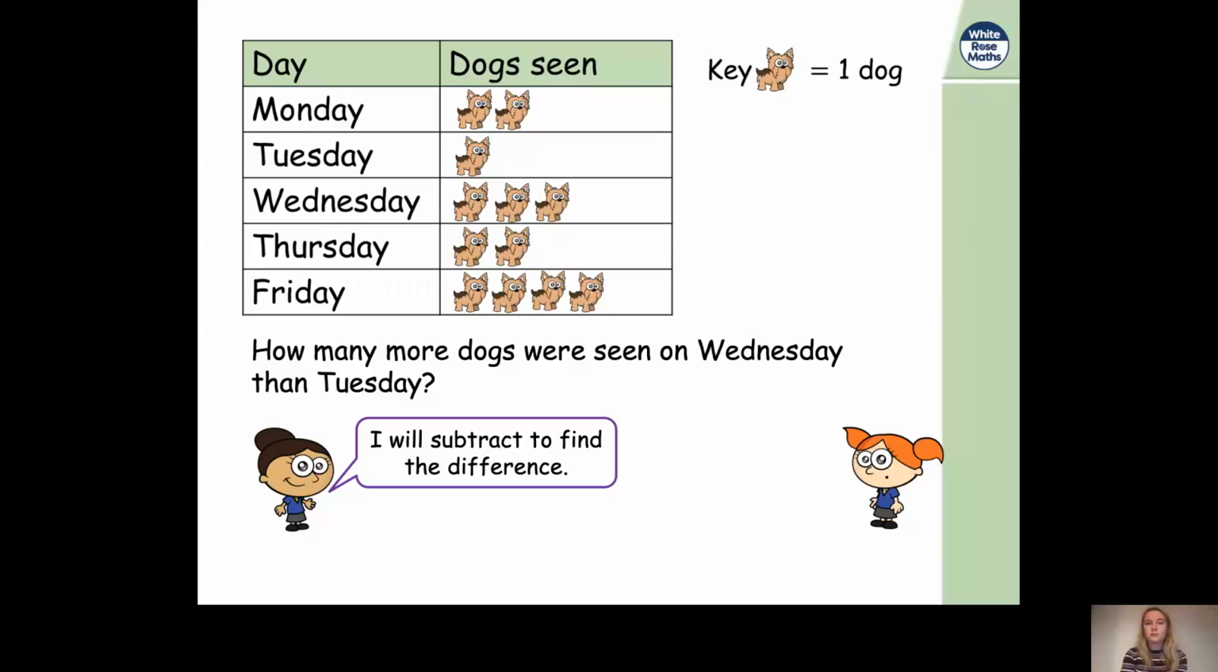Well, we know that's right, don't we? Because we've had a find the difference question in our flashback and we had to subtract the smallest number from the greatest number, the largest number, didn't we? So that's what we're going to have to do to find the difference between the amount of dogs seen on Wednesday and Tuesday as well. Now I wonder what the other girl has to say. Well, she says, I know an easier way to compare. Oh, I wonder what that is. Well, shall we find out?